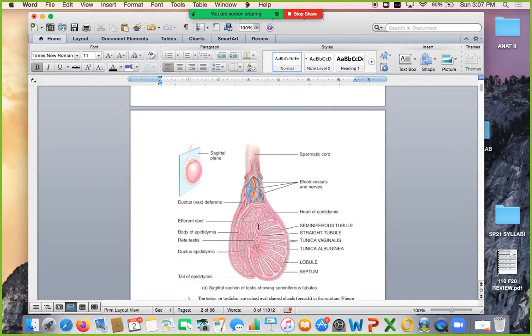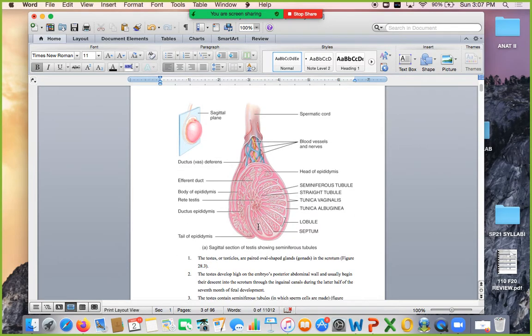So let's take a look at the testes itself. So this is where sperm are going to be created. So sperm are going to be created in something called a seminiferous tubule. That's this little tubule here that's got all these awkward twists and turns. At the end of the seminiferous tubule, we have a region called the straight tubule. And then they're going to enter into the rete testes. From the rete testes, they're going to enter into the epididymis.